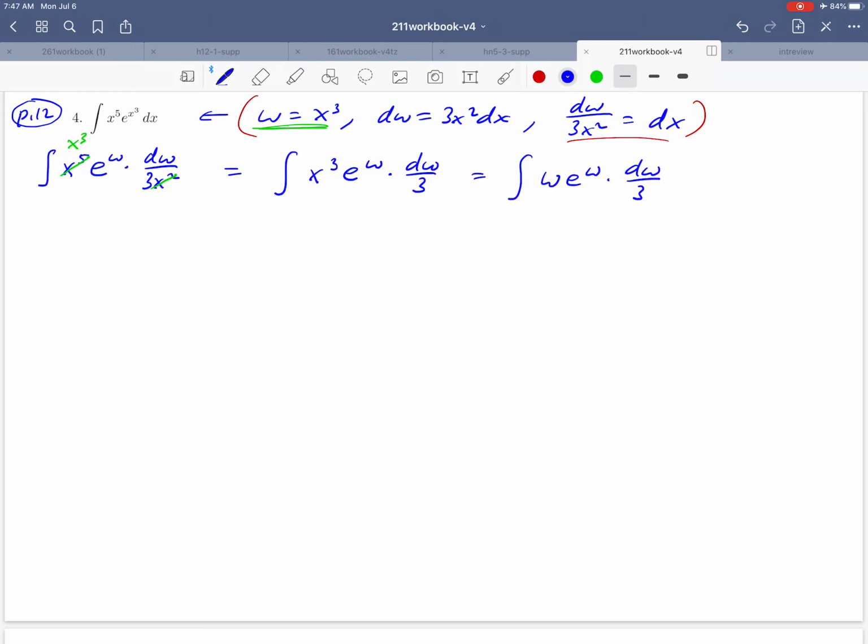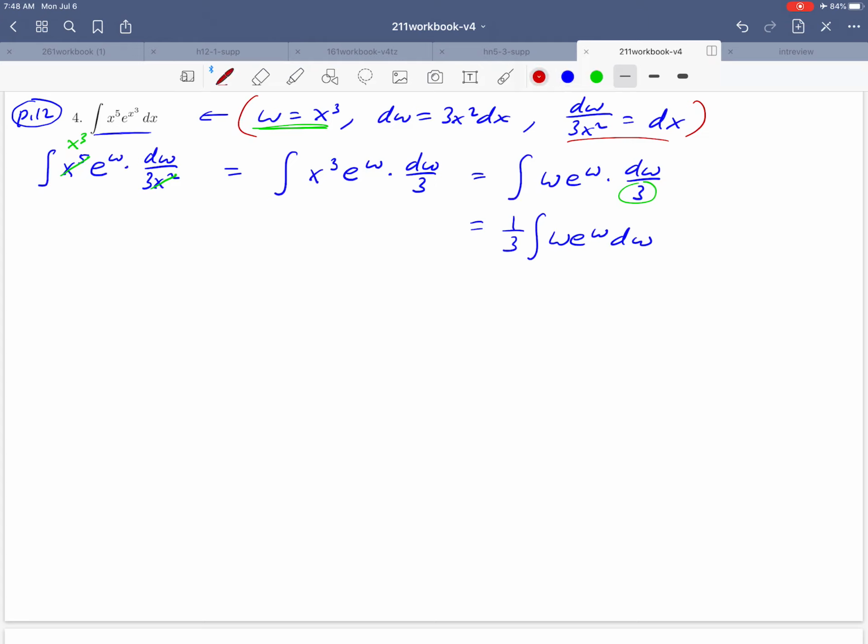One last thing that you might notice that we can do here is there's a 3 in the denominator that we can pull out as a 1/3. Let's do that as well. Notice that the integral that we have now looks quite a bit better than the one that we started with. The one that we started with had an x to the fifth and an x cubed in it. We've just got w's in this integral. The powers aren't nearly as big.